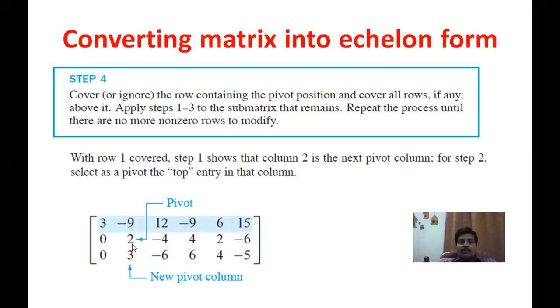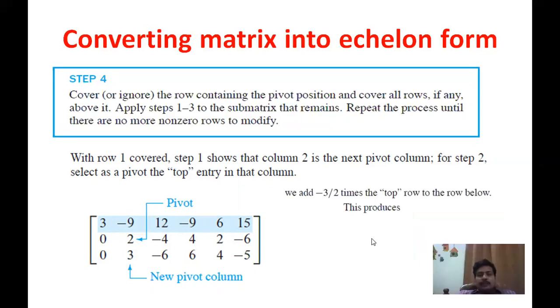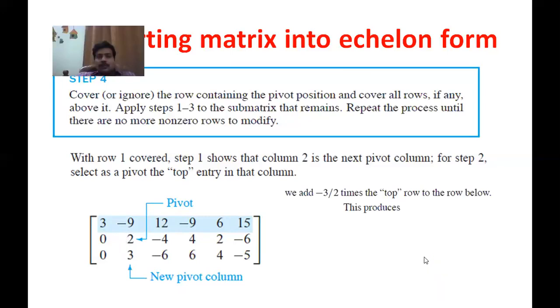Since it is a pivot position, it is the second pivot column. This is the next pivot column. Now using this, I will make this entry 0. So I can multiply the third row by this number 2, and then subtract this row. Or we can simply directly make a unit using this, make it 1. So we add minus 3 by 2 times the top row to the row below.